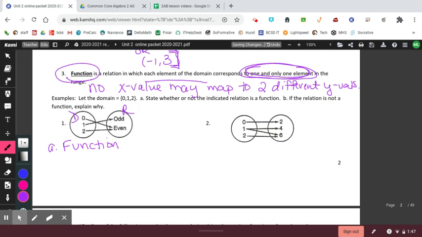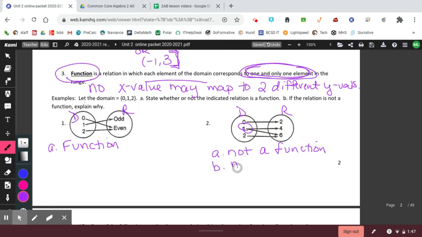If it's not a function, well, it is. We can move on. All right, so again, domain is 0, 1, and 2. Range is the 2, 4, and 6. So is this a function? Does every element in the domain map to one element in the range? And the problem here is the 1. So not a function. You can't have the 1 mapping to two different range values, the 4 and the 6. And it says explain why.